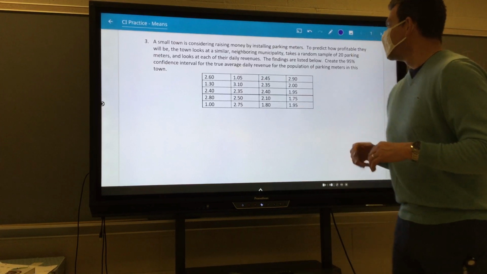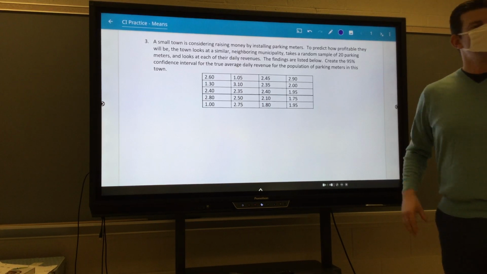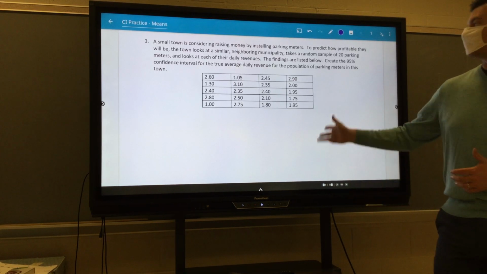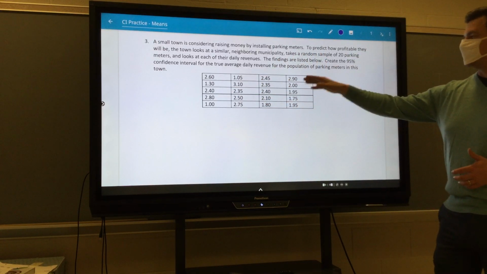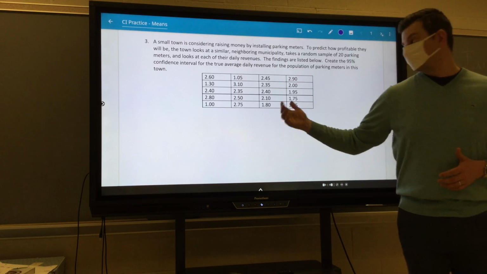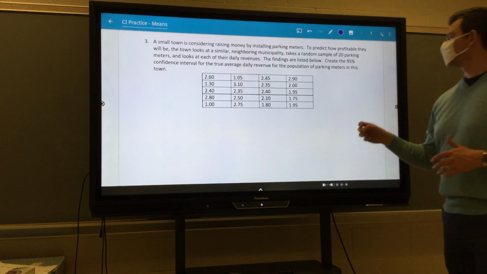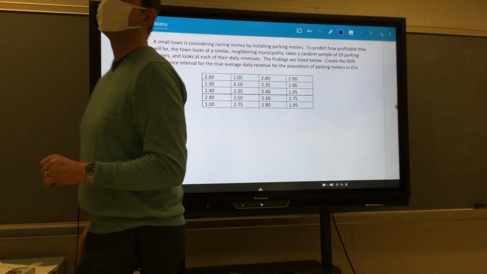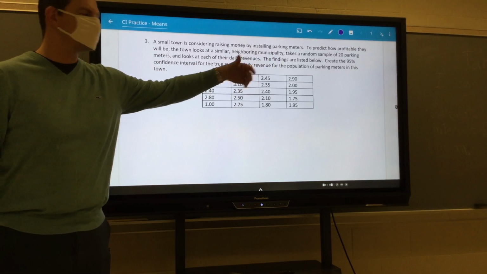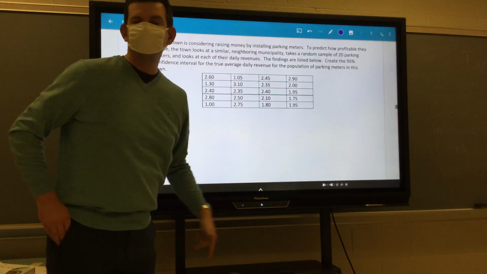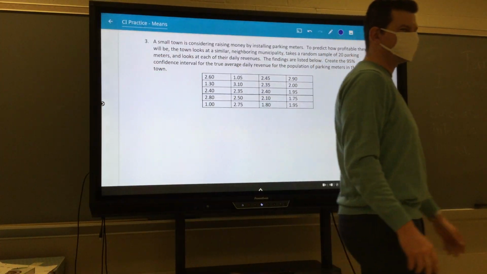confidence interval. So we have a small town that wants to raise money by installing parking meters. So they look at a neighboring community and their parking meters. They took a sample of 20 of them. And here is the daily revenue. What you're going to do is make a confidence interval for the true average daily revenue for the population of parking meters in this town. My suggestion, use the list on the calculator or spreadsheet or GeoGebra. Do the 1-bar stats. Get the sample mean, get the standard deviation, and then do your calculation.